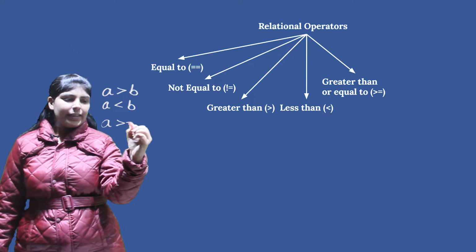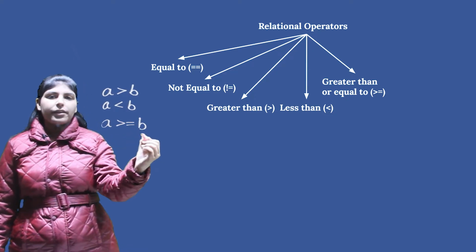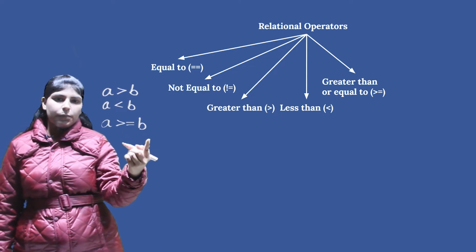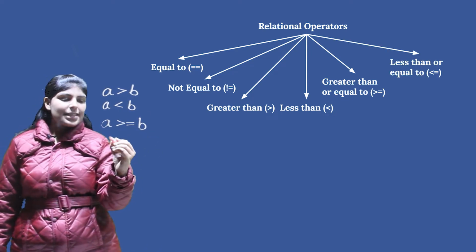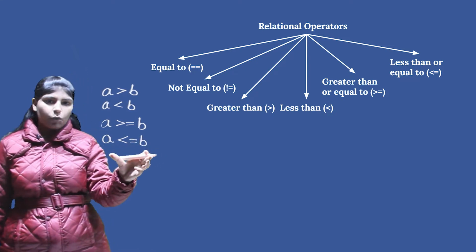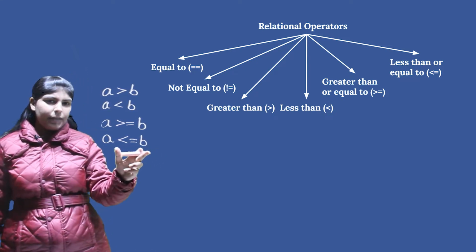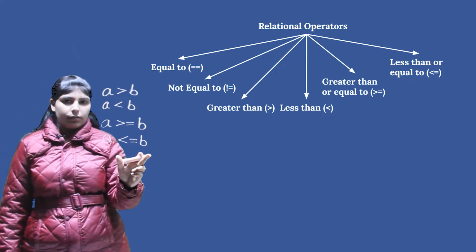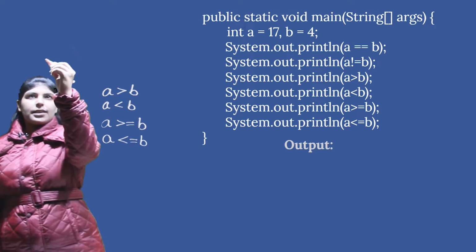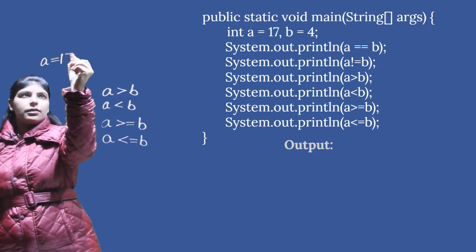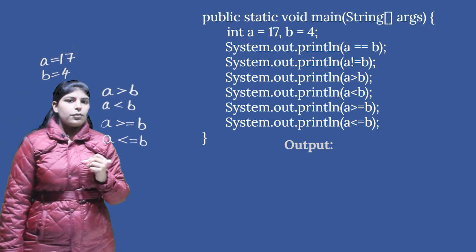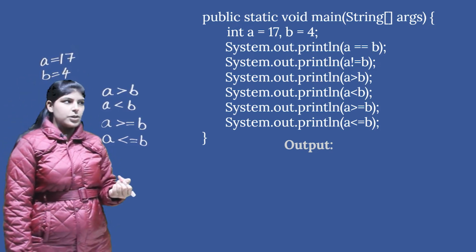Next I have greater than equal to. So A greater than equal to B means this will return true if either A is greater than B or A is equal to B. Then we have less than equal to. So if I say A less than equal to B, this will return true if either A is less than B or A is equal to B. So now let us see an example. In this case I have two numbers, A is equals to 17 and B is equals to 4. So now first I want to check if A is equals to B.